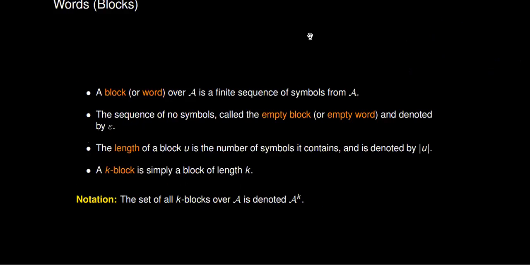Okay, as I told you, a block or word over an alphabet is a finite sequence of symbols from A, and the sequence of no symbols is called the empty block or empty word, denoted by epsilon. And the length of a word or block like U is the number of symbols contained in it. We denote it by the absolute value, and the length of the empty word would be 0.